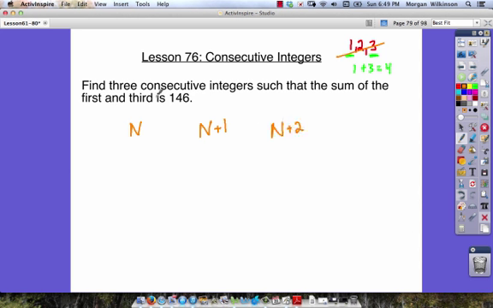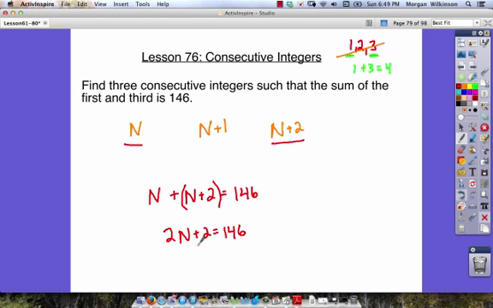Now in order to solve this, find three consecutive integers such that the sum of the first and the third is 146. Well, we need to take the first and the third, and add them together to get 146. So we could say n plus (n plus 2) equals 146. Now when we do this, we want to put n plus 2 in parentheses because that's one number. And in order to solve, we need to add like terms. N plus n, well that's 2n. So we get 2n plus 2 equals 146.